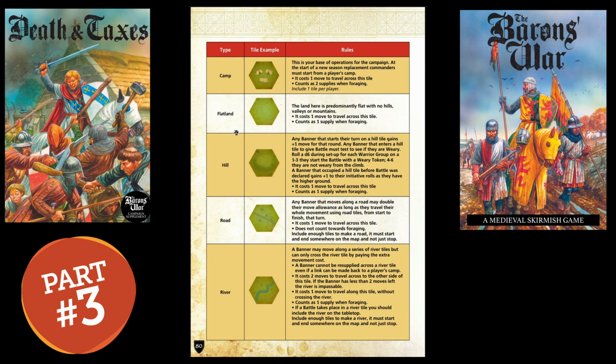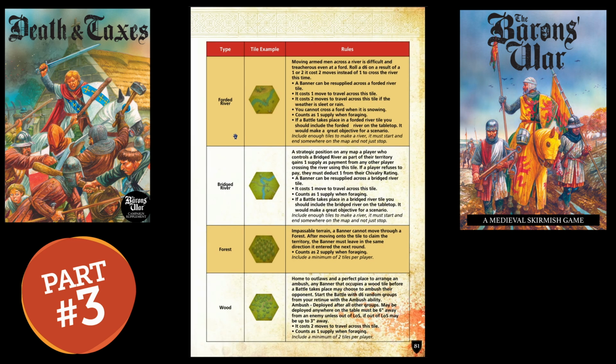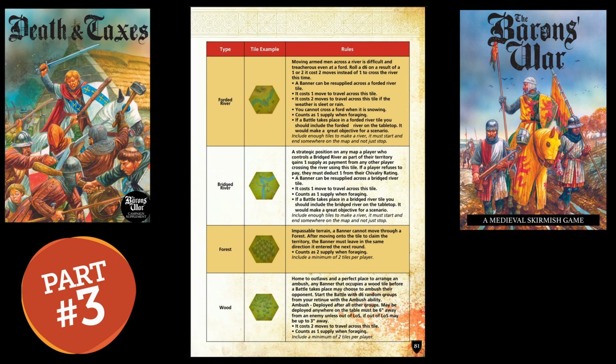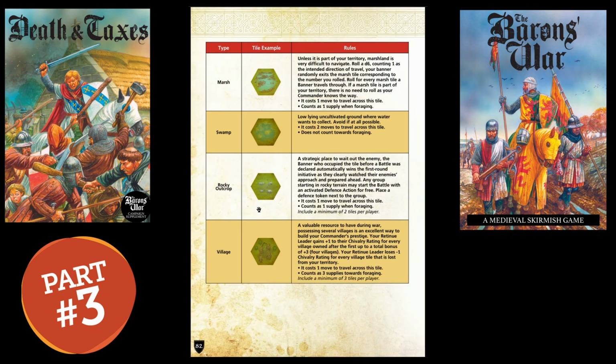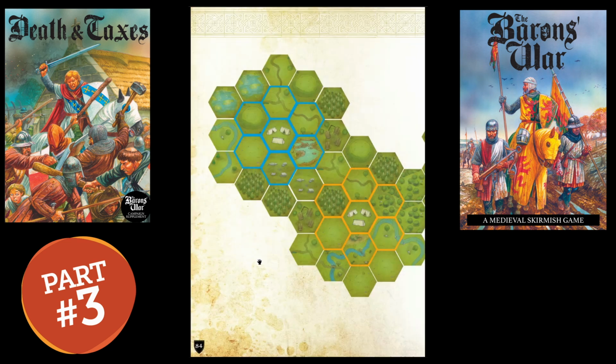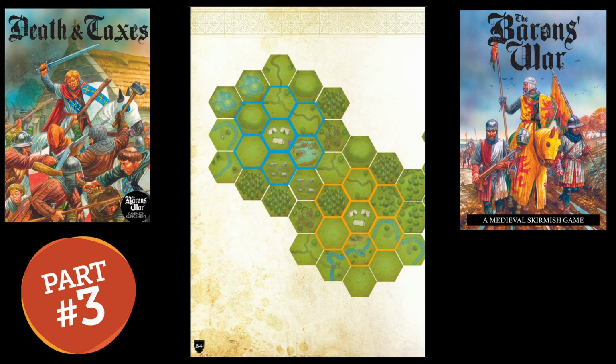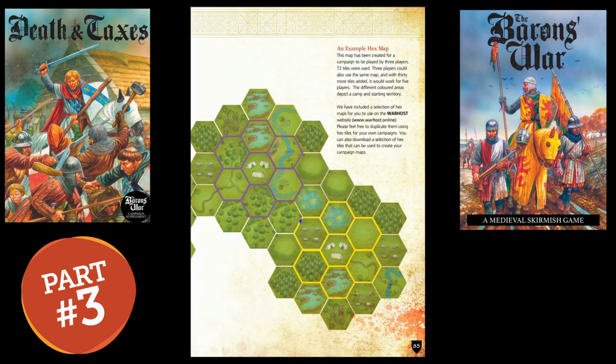So every campaign tile has some special rules, and there are quite a lot, as you see: forest, wood, bridged river, forded river, river, road, hill, flatland. There is quite a lot more here: marshes, swamps, rocky outcrops, and villages. This will work very well with my maps. So here is this tree house we were talking about earlier. And here is an example of a campaign map that you can download from Warhorse. There are some really interesting campaign maps there. An example of a hex map.